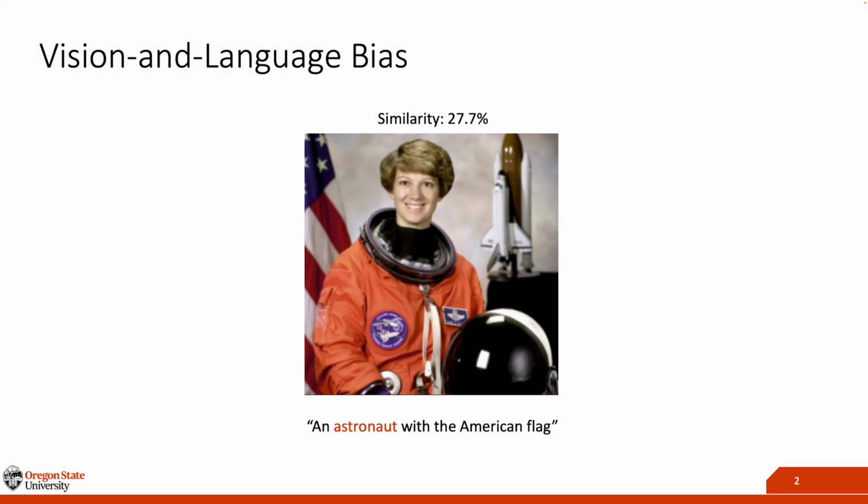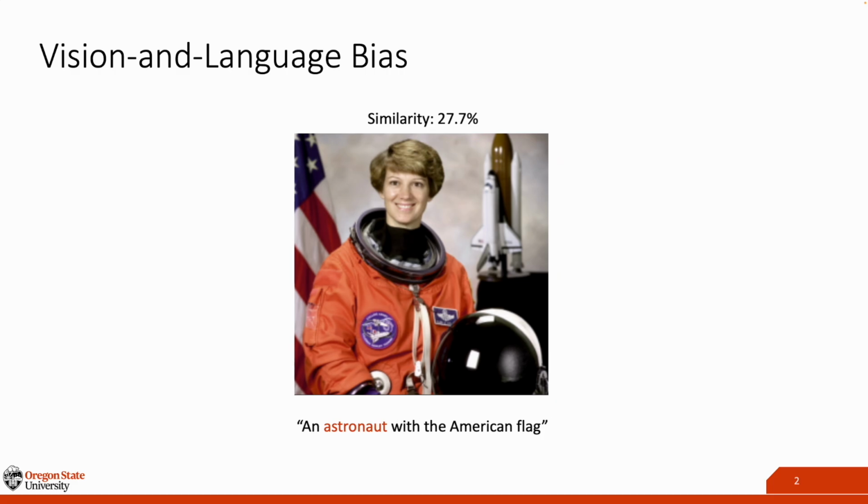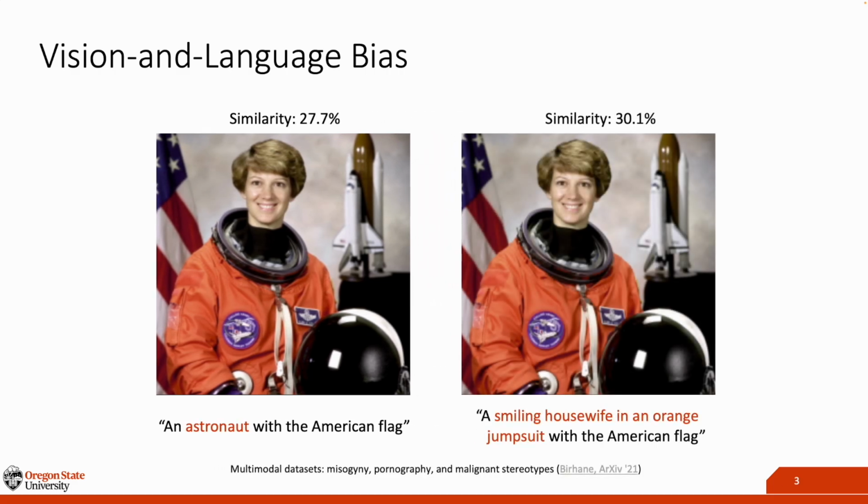However, the nature of training these models on large-scale uncurated datasets from the internet leads to learning problematic associations of visio-linguistic information. Take this photo, for example, of Eileen Collins, the first woman to pilot a space shuttle, and the corresponding caption, an astronaut with the American flag. According to CLIP, a vision and language model, there's a similarity between this image and caption of 27%. All things considered, relatively high.